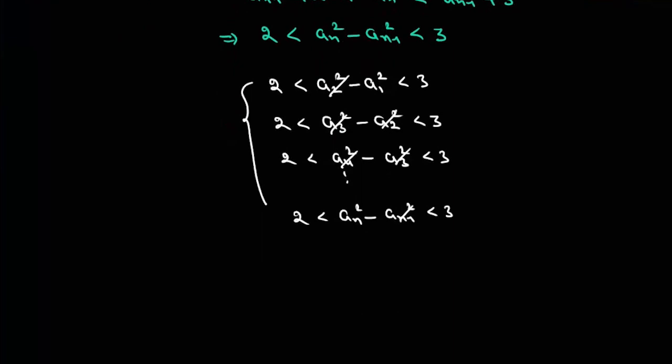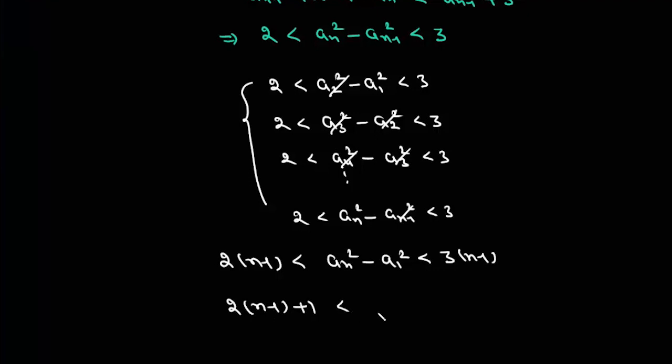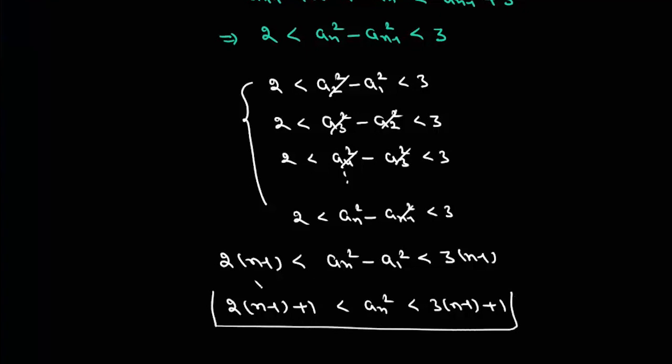We can write 2 plus 2 plus 2, n minus 1 times. So there will be 2 times n minus 1 less than an square minus a1 square, and less than 3 plus 3 plus 3, n minus 1 times, and there will be 3 times n minus 1. Now we are given that the value of a1 is 1, so we can write 2 times n minus 1 plus 1 will be less than an square and will be less than 3 times n minus 1 plus 1. So this is the result that we have from the given condition.